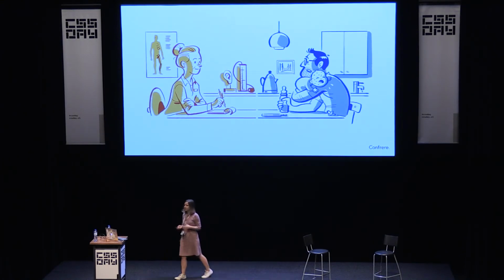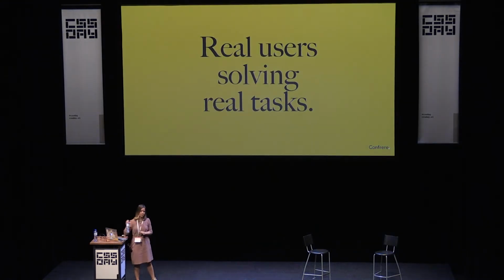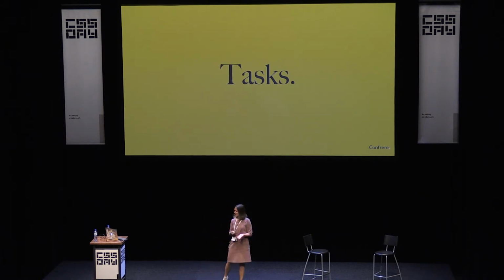When I talk about user testing, ideally these are real users solving real tasks, or at least realistic users solving realistic tasks. I'm going to get to how you can do it on a budget, but for it to actually be useful, there are some things that we have to have in place. For instance, the tasks. It's such an important part of actually getting useful data out of user testing.